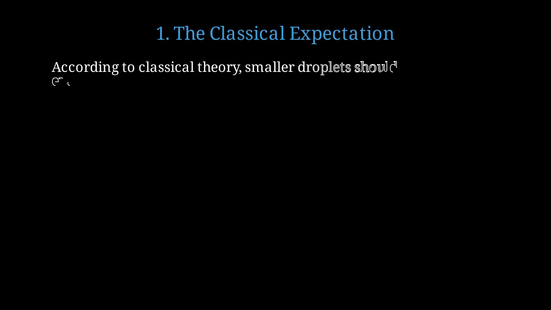Let's start by understanding what classical physics predicts about evaporation. Classical physics tells us that as a droplet gets smaller, it should evaporate faster and faster. The evaporation rate is proportional to the surface area, where m is mass, t is time, k is the evaporation constant, and A is surface area.